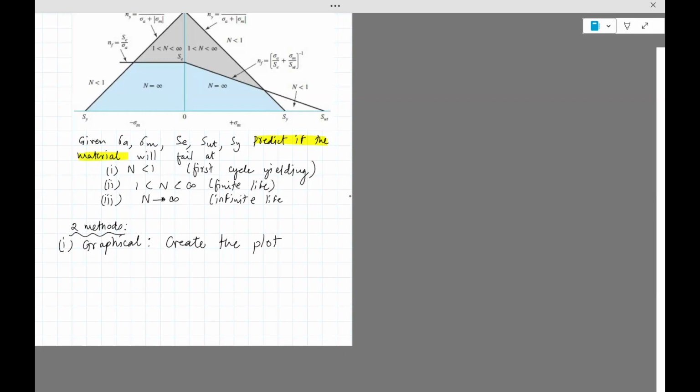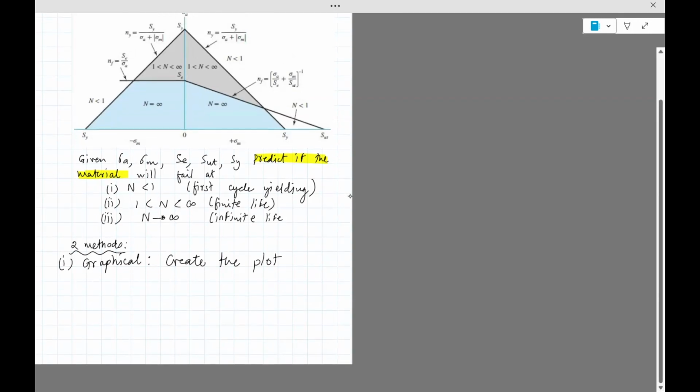Okay, so there are two methods to figure out which of these regions it belongs to. One is we create the plot above using SE, SUT, SY, then plot sigma A, sigma M, and determine which region it falls in.